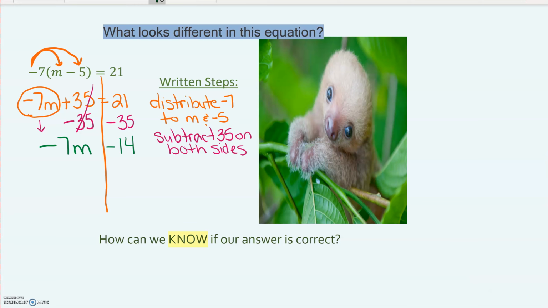So I rewrote what was there. I rewrote what was left.